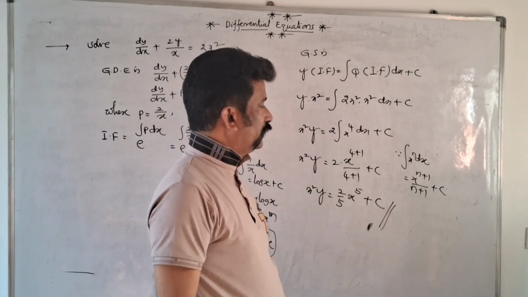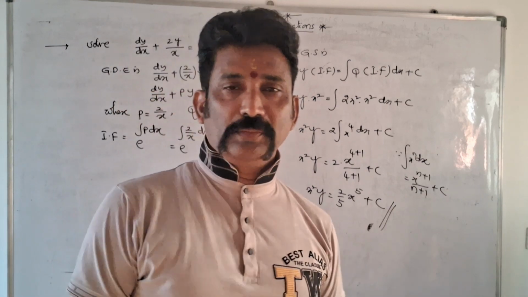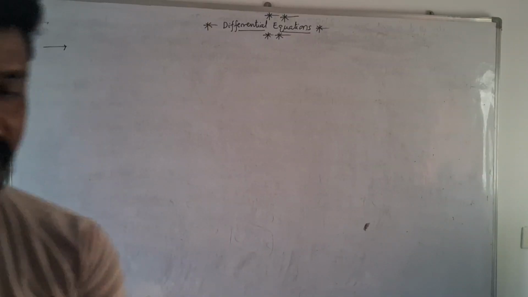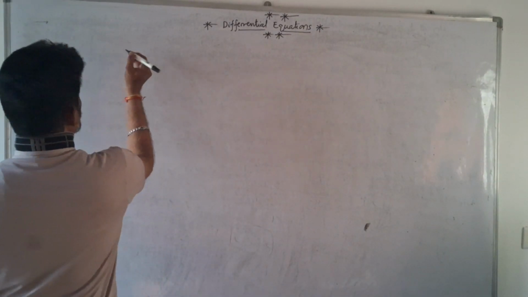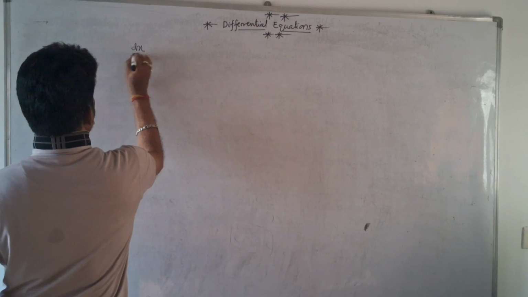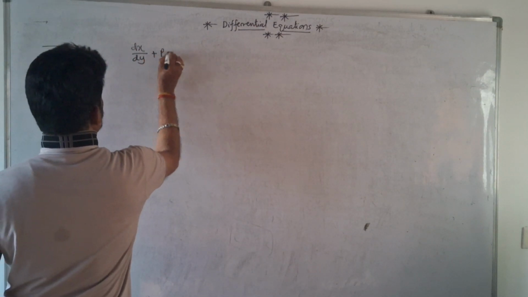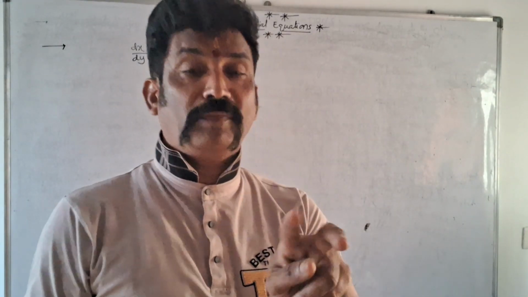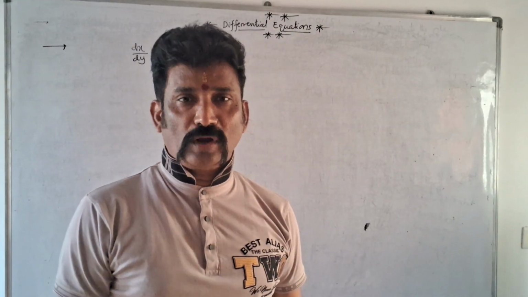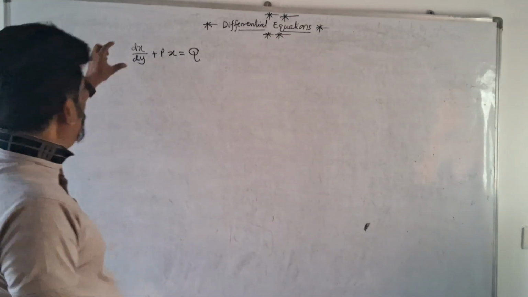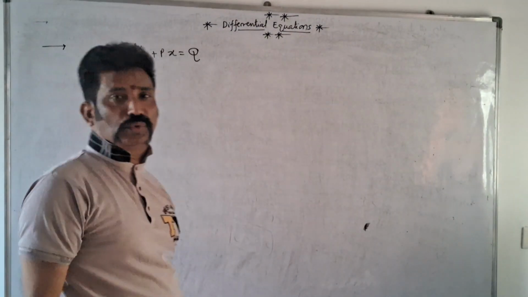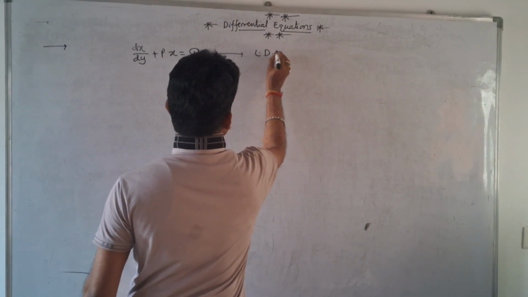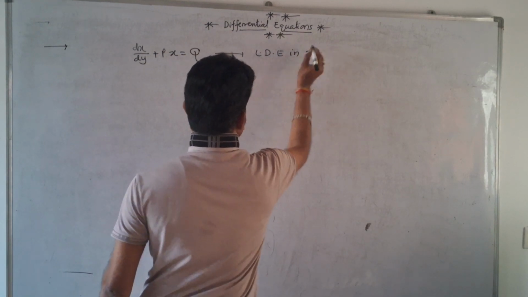Okay, so ∫x^n dx is equal to x^(n+1)/(n+1), just like this. Okay guys? Now the next one: a linear differential equation is of the form dx/dy + Px = Q. Here P and Q are functions of y. Then dx/dy + Px = Q is called a linear differential equation in x.